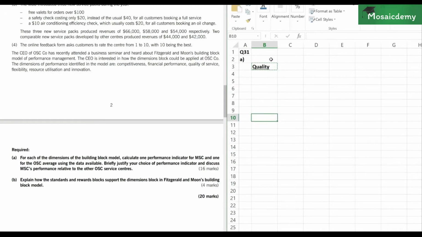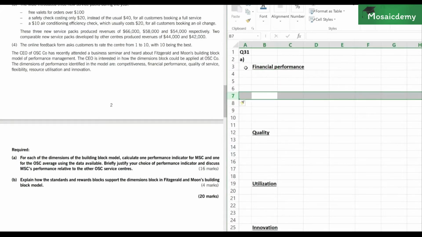Then we have utilization, right? We have innovation. We have flexibility. We have financial performance, and we have competitiveness. To be honest, those are the more important ones, so let's keep them on top rather than below all of these, right? So we can have financial performance, or just financial for that matter, and we can have our competitiveness.